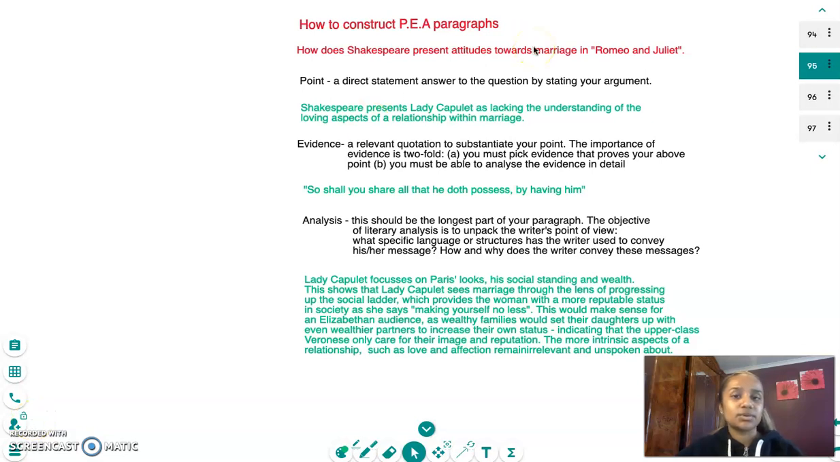In this session, we'll be talking about how to construct PEA paragraphs. PEA paragraphs form the building blocks of an essay, and you will need to write roughly 4 to 5 PEA paragraphs in your exam to make yourself eligible for the higher marks. So the quality of the PEA paragraph that you write will very much determine the mark that you gain at the end of your exam. Okay, so let's get started.